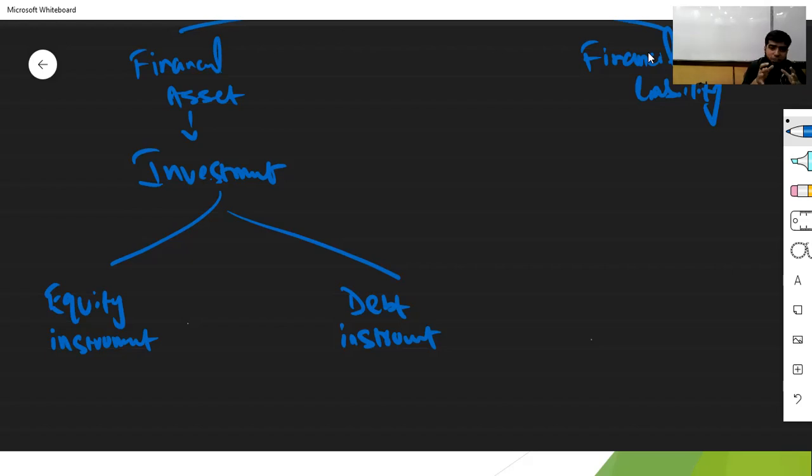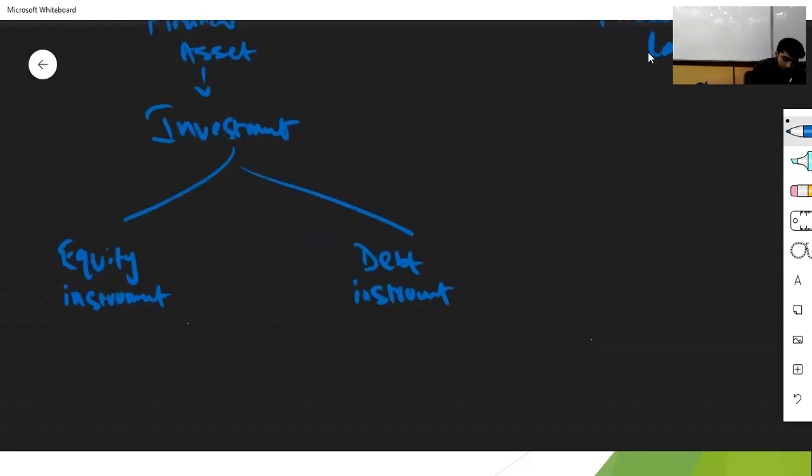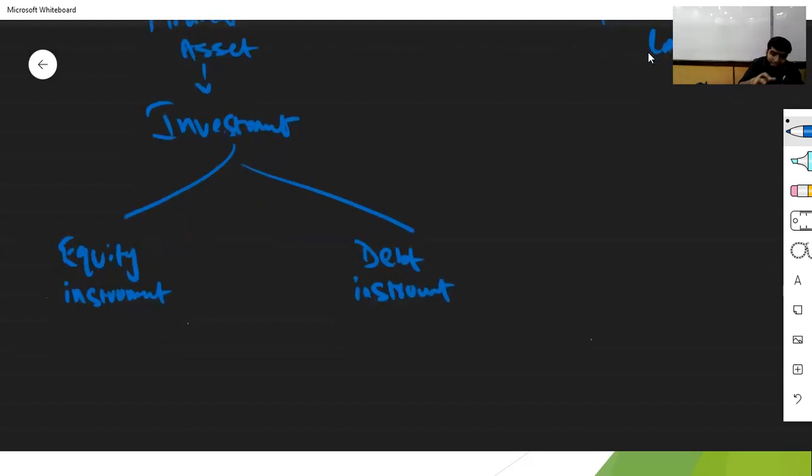Now, what will IFRS 9 teach you? IFRS 9 will teach you how to account for these investments. If you are investing in an equity instrument, how to account for it? And if you are investing in a debt instrument, how to account for that investment in your financial statements? So these areas will be learned in this standard. Moving on, I'm making a summary at the very start of the session so that we will have a complete idea of what areas we are going to cover.